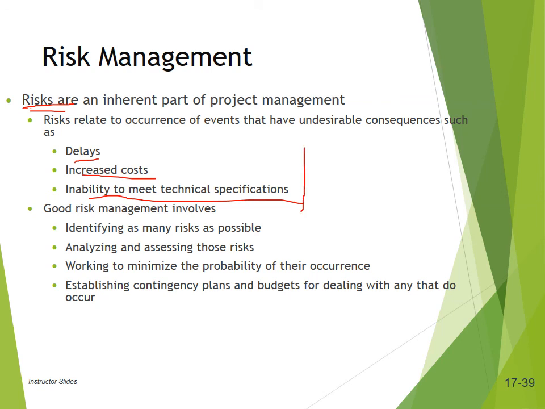And the project manager should have some standby option. So some plan, like what they should do when any of these risks happen, or any of these unforeseen activities happen, which is delaying your project or increasing the cost. So a good risk manager will identify as many risks as possible, try to understand the probability of that happening, and then establish contingency plans. So that's resilience in the network. So contingency plan and budgets for dealing with any of those occurrences.